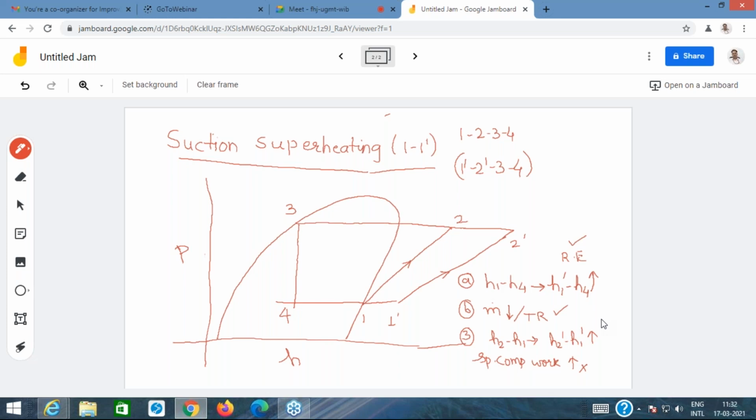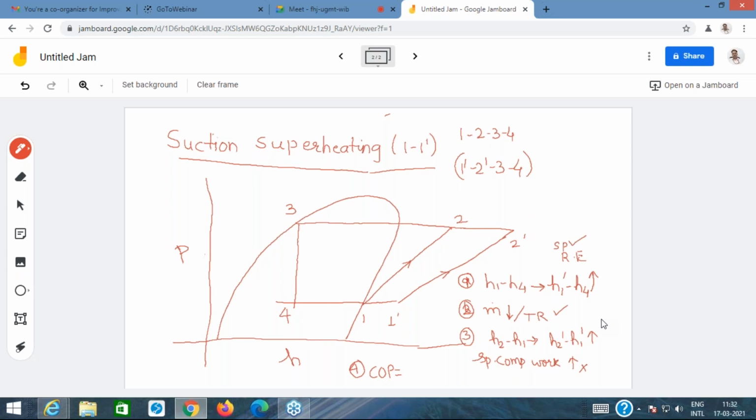So you know that coefficient of performance, COP, let us say this is impact 1, this is the second impact, this is the third impact, this is the fourth impact. So the coefficient of performance is what? Coefficient of performance is the specific refrigerating effect upon the specific compressor work. Now specific refrigerating effect increases and specific compressor work also increases.